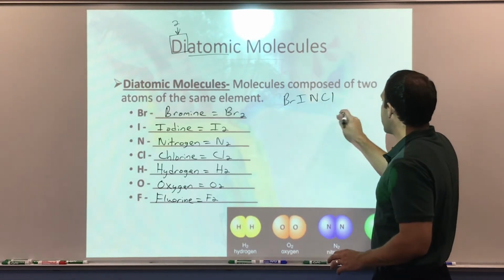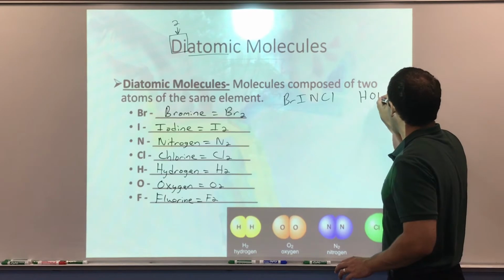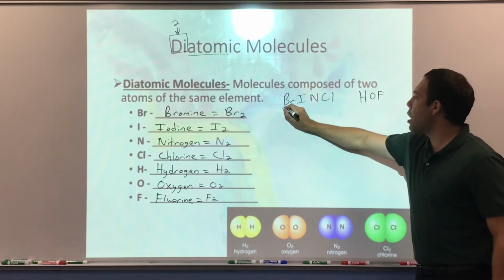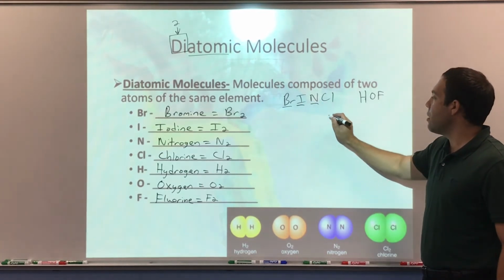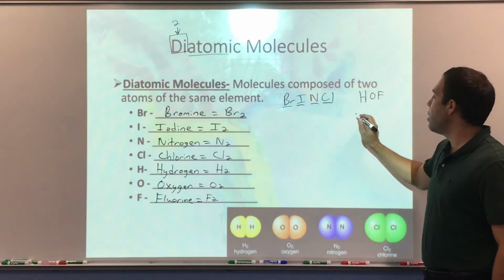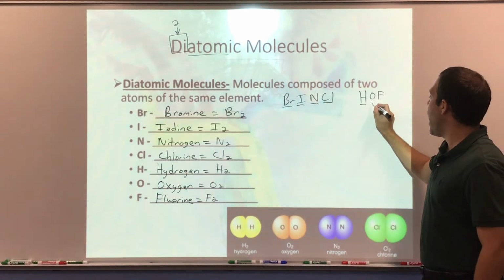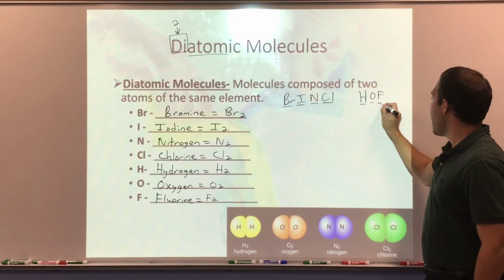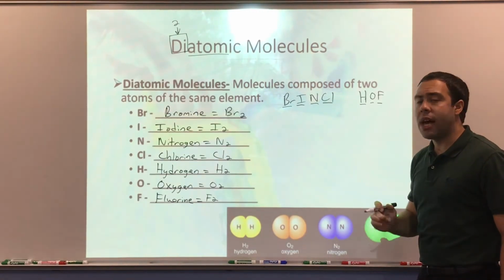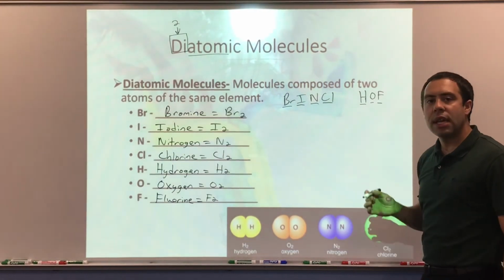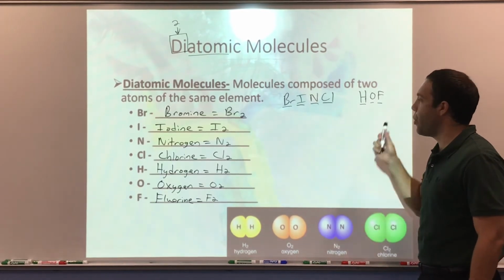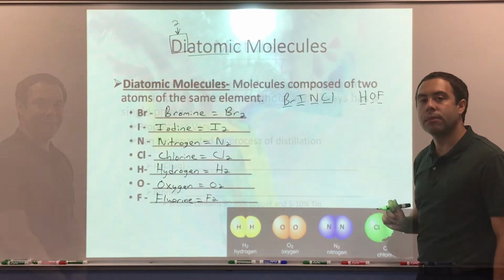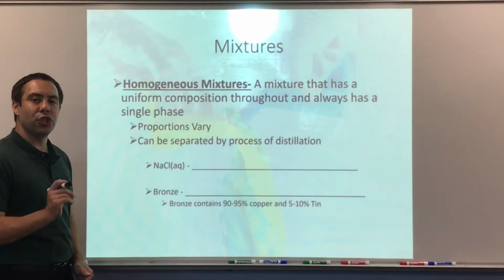B-R-I-N-C-L, Brinkel, Hoff, H-O-F. Br for bromine, I for iodine, N for nitrogen, Cl for chlorine, H for hydrogen, O for oxygen, and F for fluorine. Brinkelhoff. Those are your 7 diatomic molecules. Bromine, iodine, nitrogen, chlorine, hydrogen, oxygen, fluorine. Brinkelhoff. And then we have mixtures.